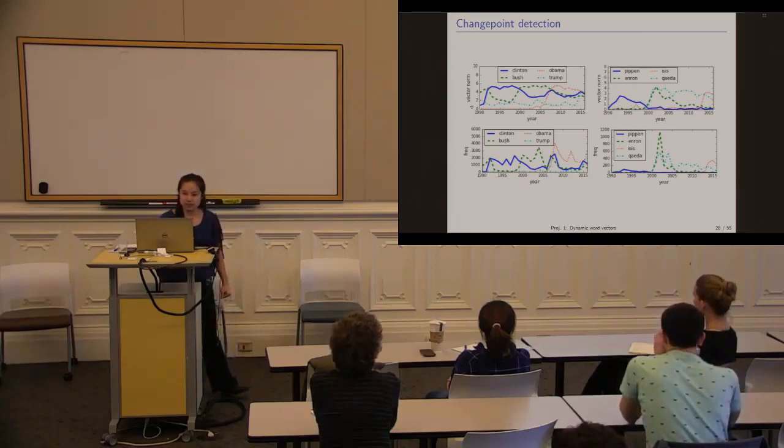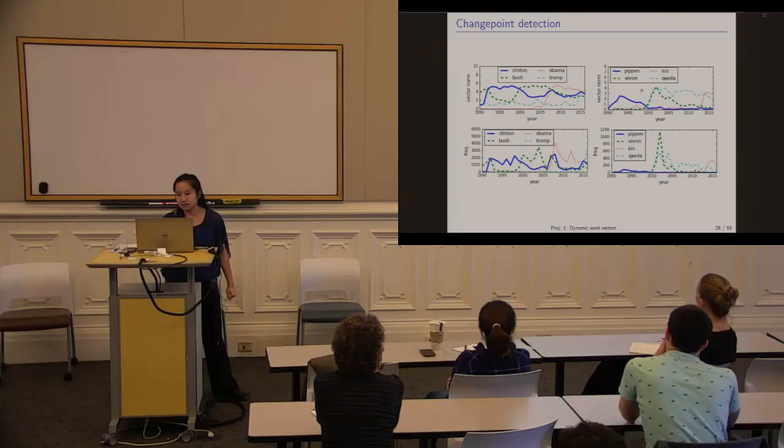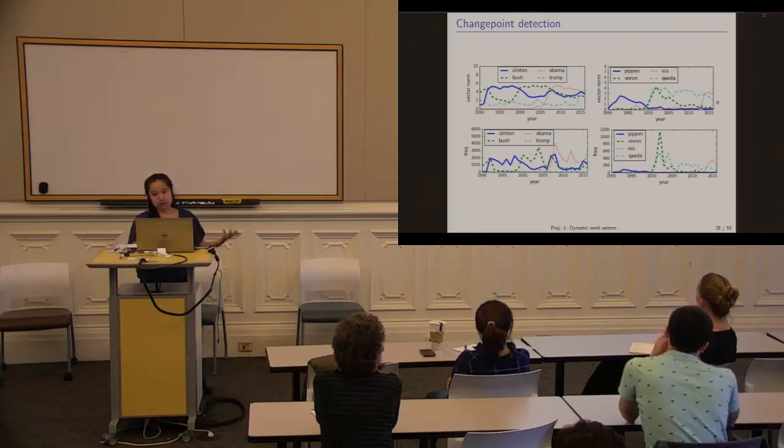You know, this is first Clinton, and then Hillary Clinton is over here. We see first Bush, second Bush, and Obama and Trump here rising at the end. Similarly, with these concepts, we can detect them rising and falling a little more steadily. And so this looks like it might be a very useful tool for change point detection and data mining.